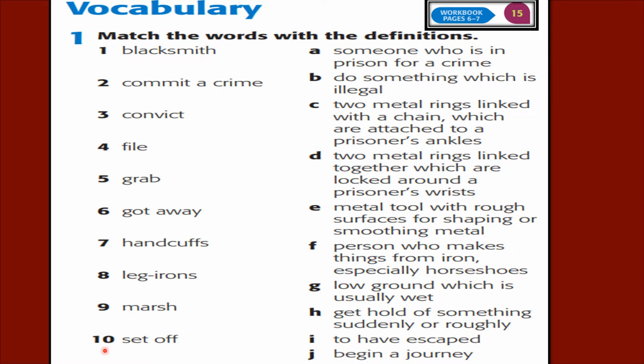I have 10 words, and if you look at all the words: blacksmith, commit a crime, convict, file, grab, got away, handcuffs, leg irons, march, and set off. All these words are among the words involved in chapter 1, and we referred to these words. We even underlined them, and we said that they are important words, and I ask you to pay attention to them.